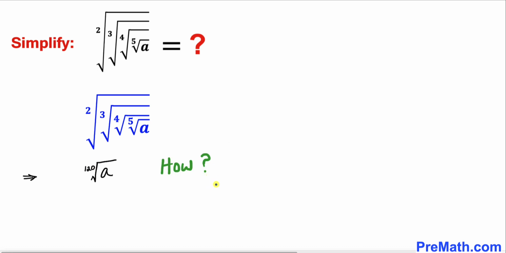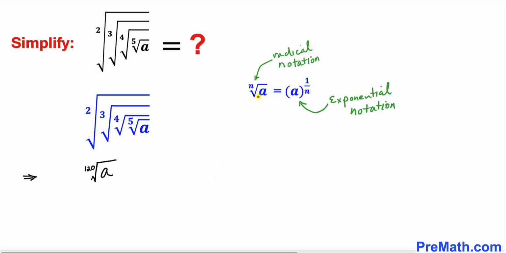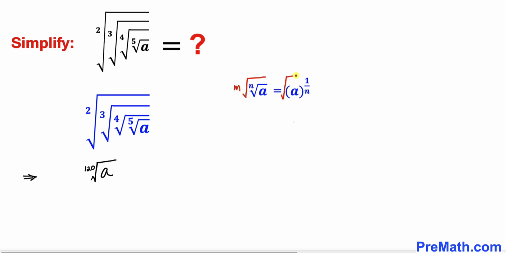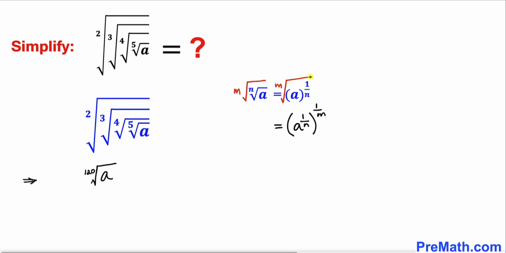So let me go ahead and give you a brief explanation. Now let's recall this rule: the nth root of a could be written as a power 1 over n. And now let's take another root on both sides with index m on this side, and likewise the root with index m on this side as well. Then we know that this mth root could be written as power 1 over m.